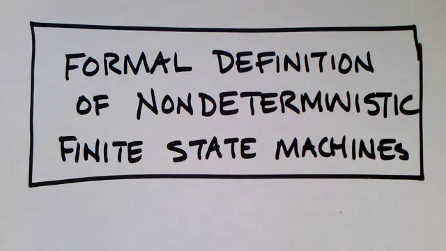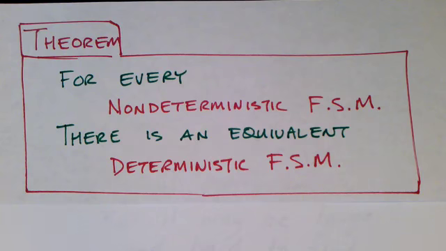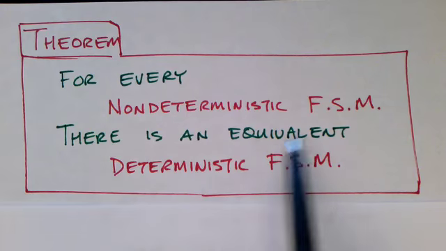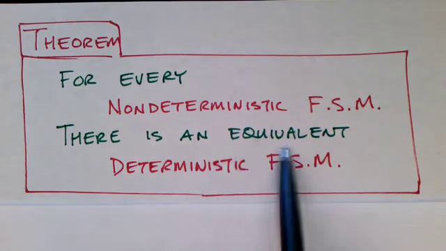In this video, we're going to present a formal definition of non-deterministic finite state machines and look at a few more examples. Before we present the formal definition of non-deterministic finite state machines, let's just look at the final, most important result we're going to come to. And that is, for every non-deterministic finite state machine, there is an equivalent deterministic finite state machine.